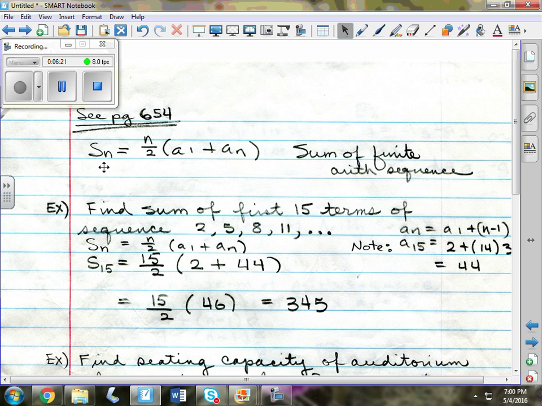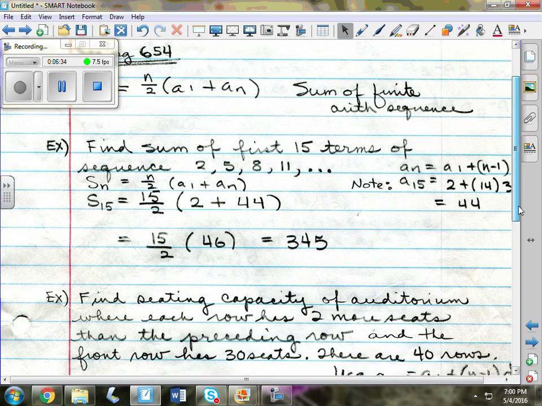So S sub n is n over 2 times the quantity a sub 1 plus a sub n. And there's a really nice story in the book about this, so you might take a look at that. Let me continue talking about these examples.